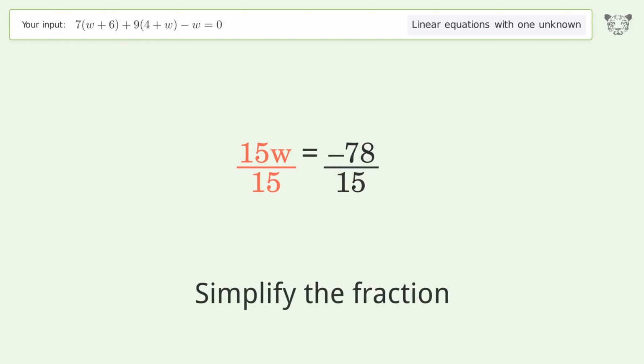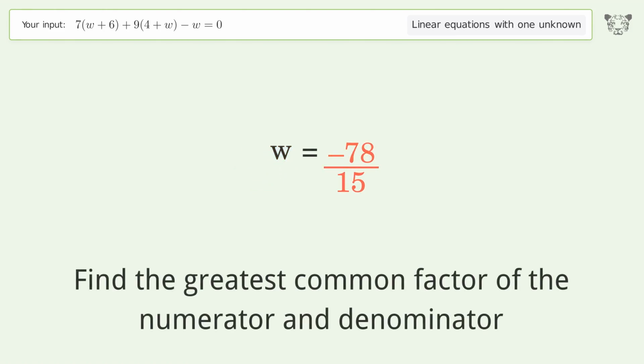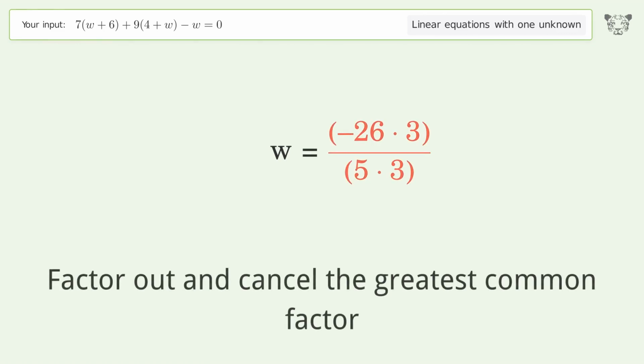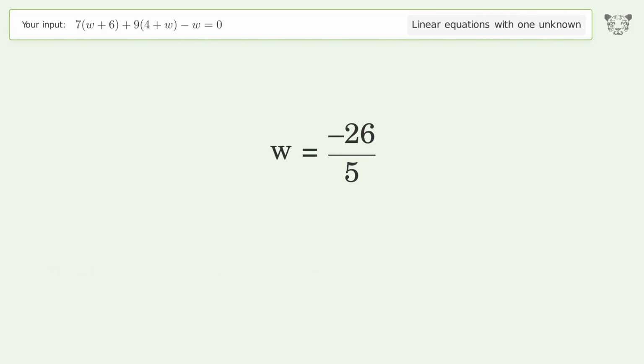Simplify the fraction. Find the greatest common factor of the numerator and denominator. Factor out and cancel the greatest common factor. And so the final result is w equals -26/5.